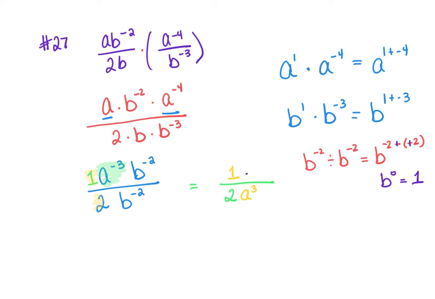So I have 1 times 1. I mean, that's what that becomes. Becomes 1. 1 times 1 on the top. 2 times A cubed on the bottom. All right?